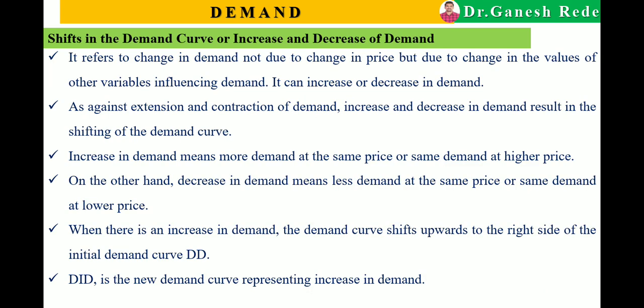Now another topic, that is the shift in the demand curve. Always keep in mind, extension and contraction happen only because of the change in price. On the other hand, the increase or decrease, or shift, in the demand curve happens because of change in the values of other variables which influence the demand. So it can be an increase in demand or a decrease in demand. Increase and decrease in demand cause a shift in the demand curve.